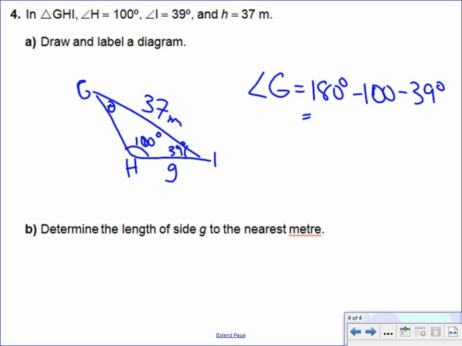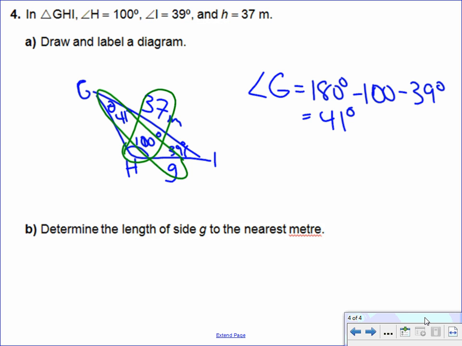So this is an easy one. I don't need to really calculate anything too tricky, because it's already there. So that becomes 41 degrees. Okay? So this would be 41 degrees. So now I have G in 41 degrees, and I can use H, which is 100 degrees and 37.